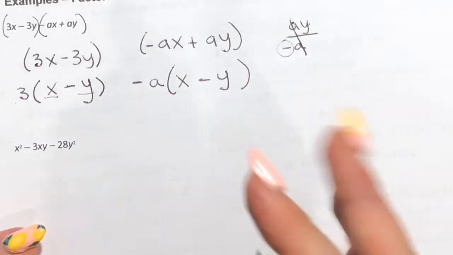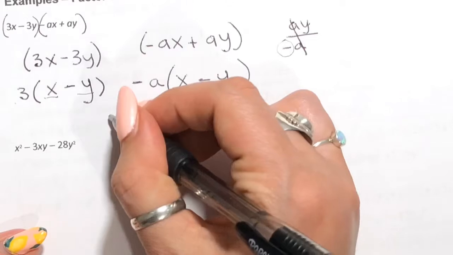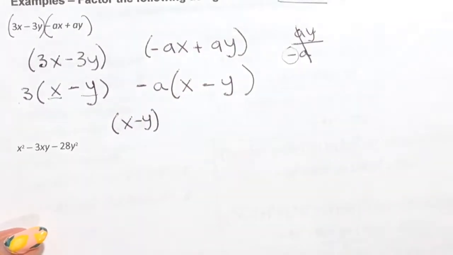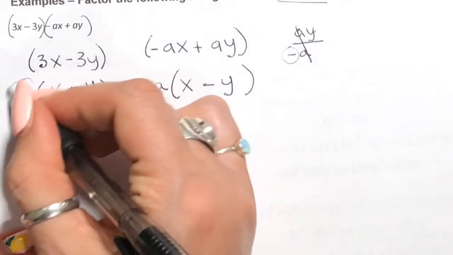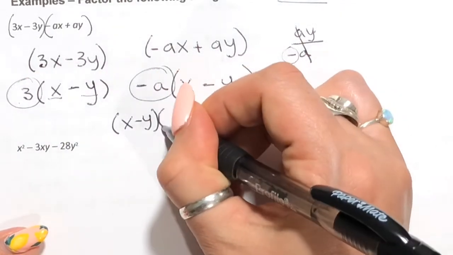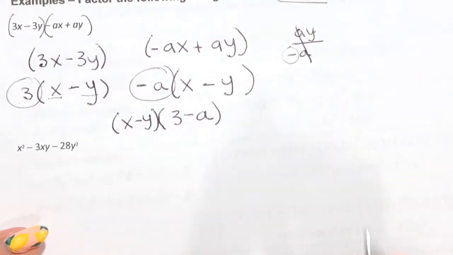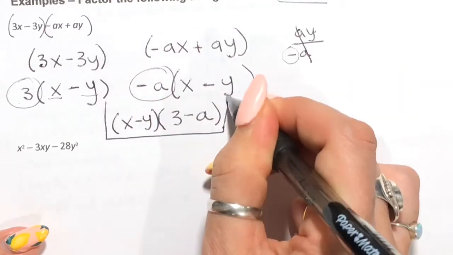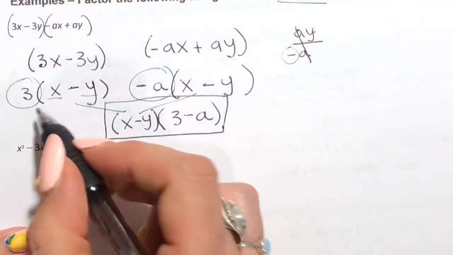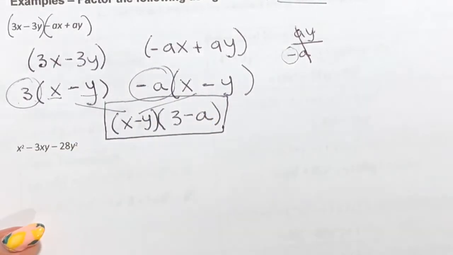When we write our answer, what you're going to do is take one of the matching parts. So in this case, the x minus y. You're going to write one of those, and then you're going to take the part out front, the greatest common factors. Those are going to go inside their own binomial. So I'm going to have a 3 and a minus a, and that's your answer. So again, you're taking one of the matching parts, and then you're taking the two greatest common factors, and they're going to go in front, and you're done.